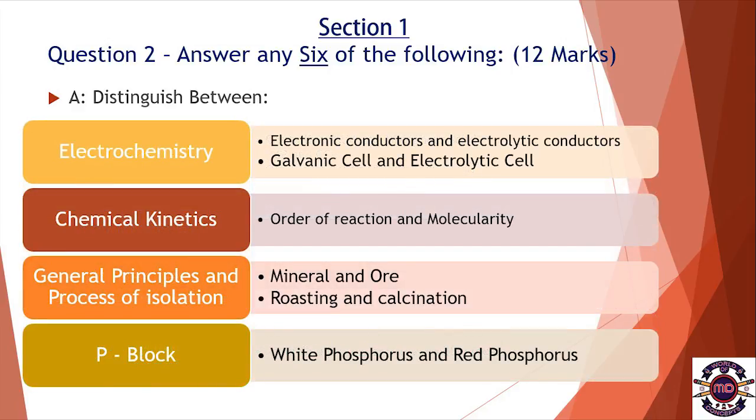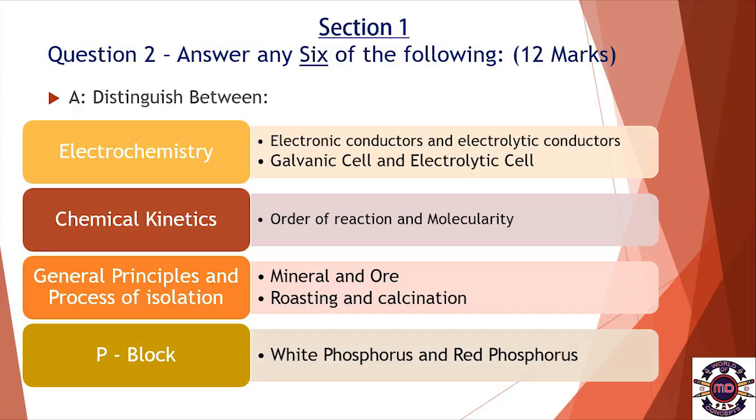Chapter 4, electrochemistry, we have electronic conductors and electrolytic conductors, and galvanic cell and electrolytic cell. Chapter number 5, chemical kinetics, in which there is only one difference between, that is order of reaction and molecularity. Chapter number 6, general principles and process of isolation, we have the difference between mineral and ore, or the very famous roasting and calcination.